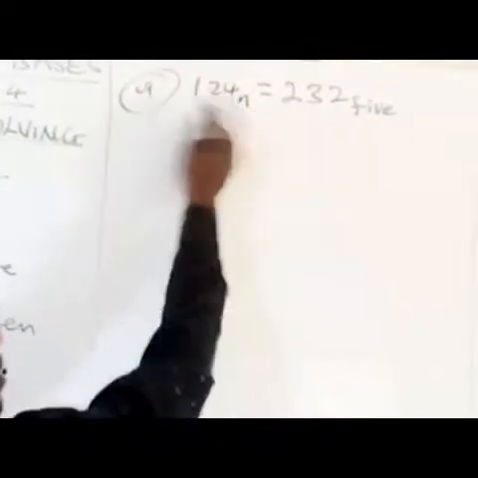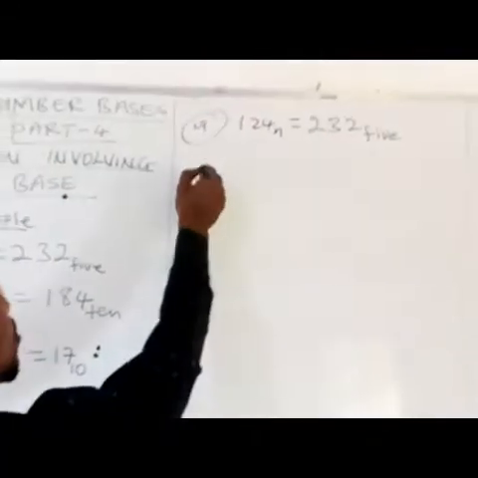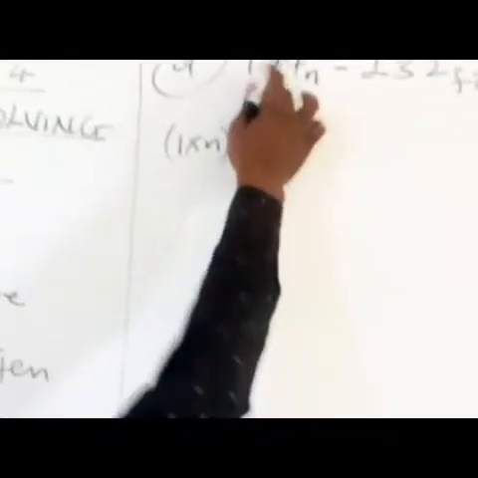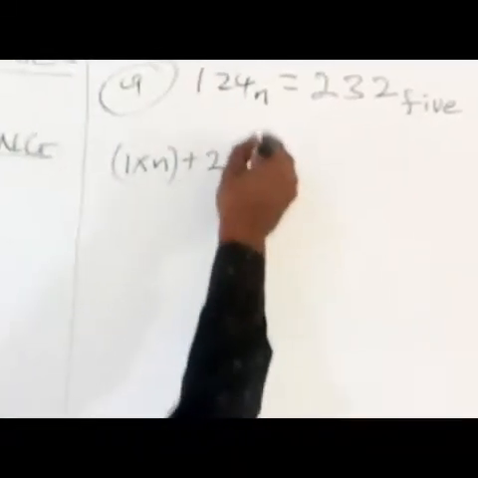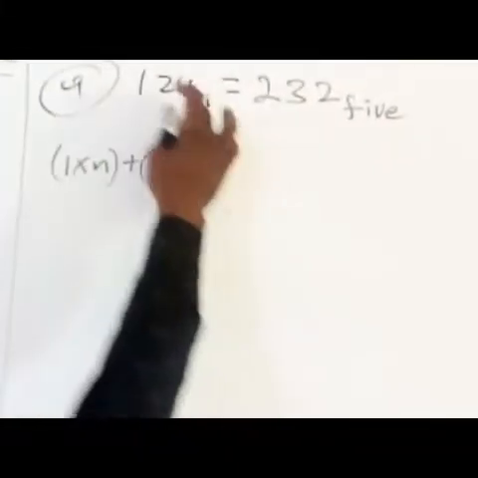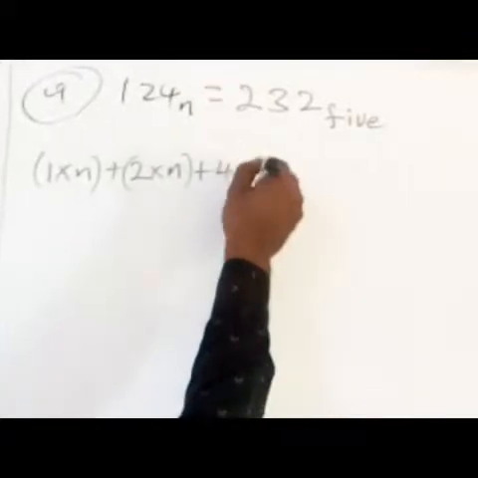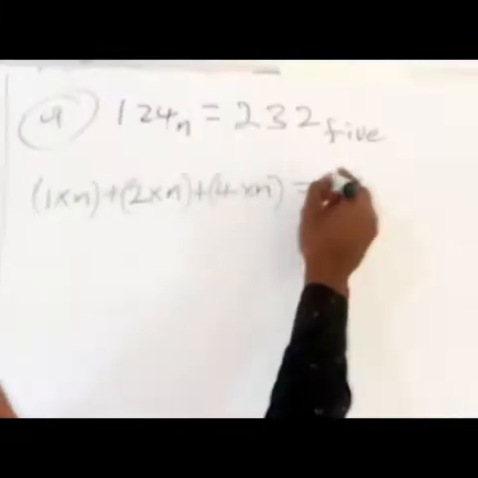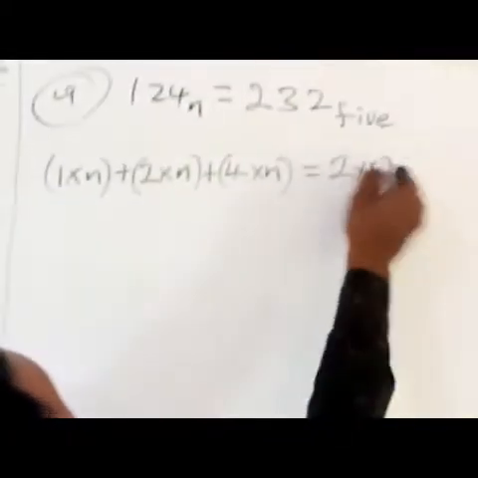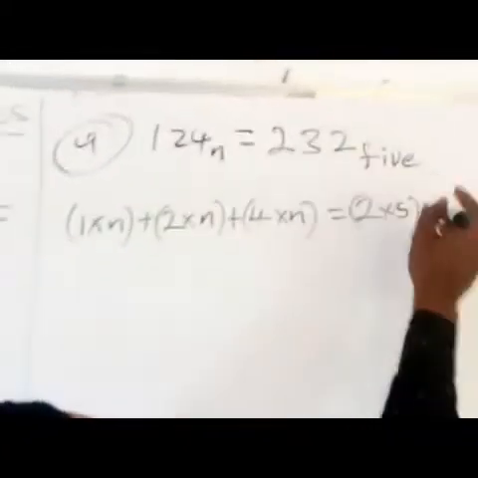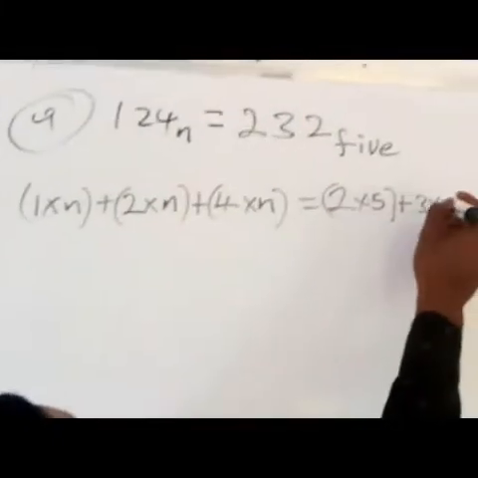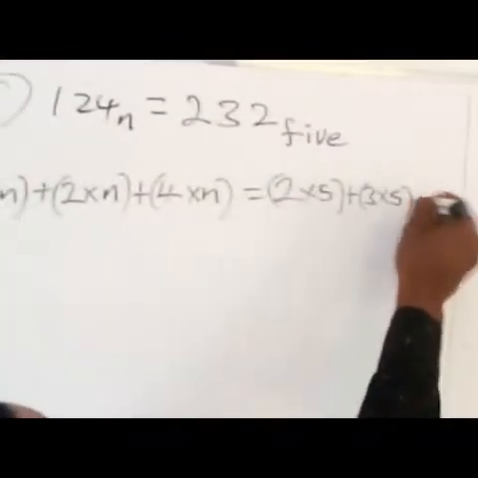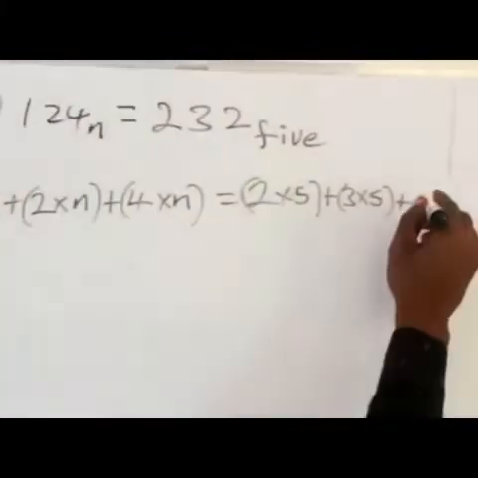So we first take 1 multiplied by n, plus we take 2 multiplied by n, plus we take 4 multiplied by n. We take the equal sign here, we take 2 multiplied by 5, plus we take 3 multiplied by 5, plus we take 2 multiplied by 5.